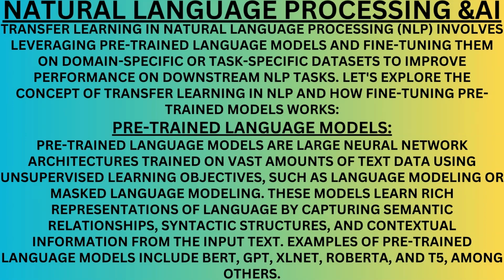Pre-trained language models. Pre-trained language models are large neural network architectures trained on vast amounts of text data using unsupervised learning objectives, such as language modeling or masked language modeling. These models learn rich representations of language by capturing semantic relationships, syntactic structures, and contextual information from the input text. Examples of pre-trained language models include BERT, GPT, XLNet, RoBERTa, and T5, among others.